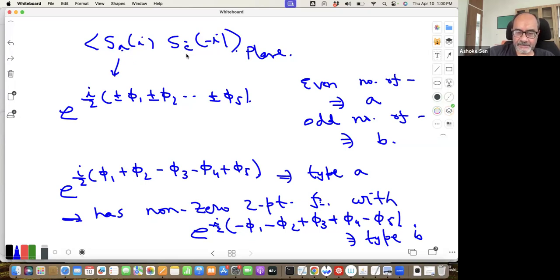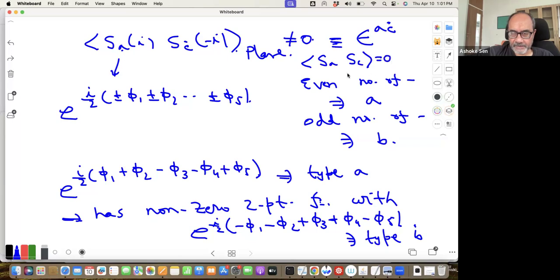Is this clear? Okay. So this is non-zero. Let's define this as, say, epsilon AC dot, right? Some tensor. Given an A, there is always a C dot for which this is non-zero. Just change the sign of all of the phi's. Okay. In contrast, SC is equal to 0. And similarly, SA dot SC dot is also 0.